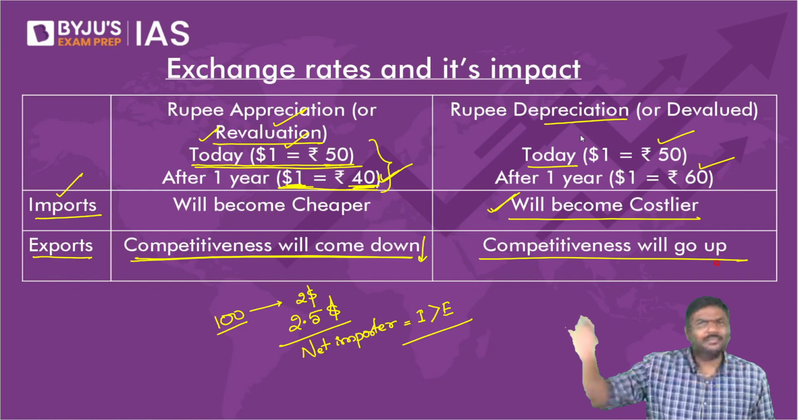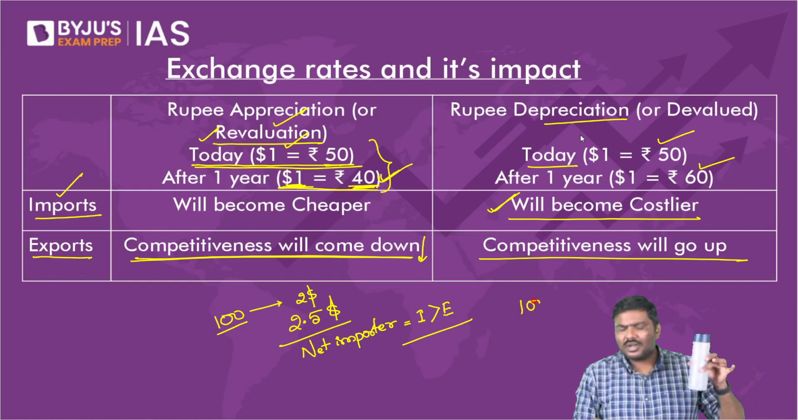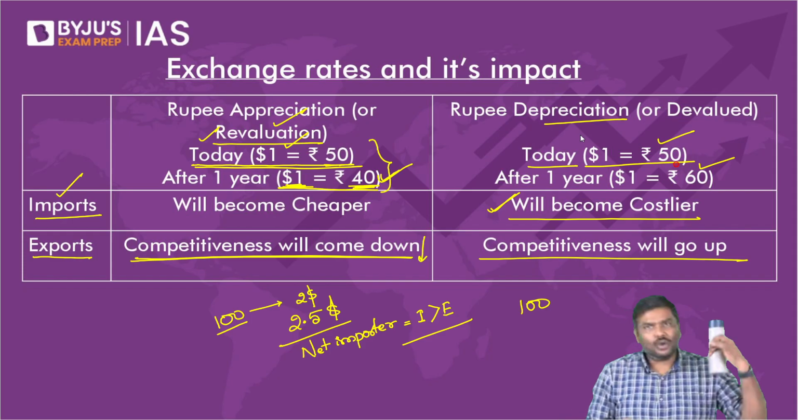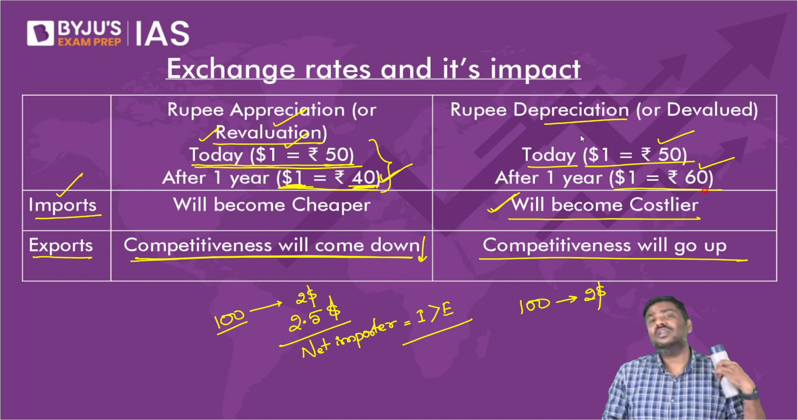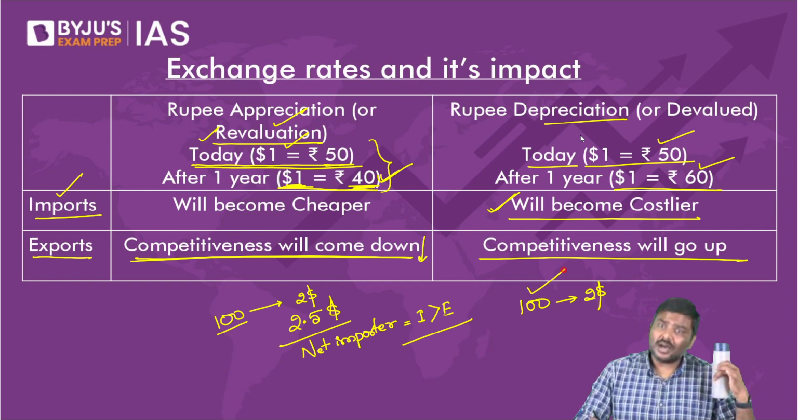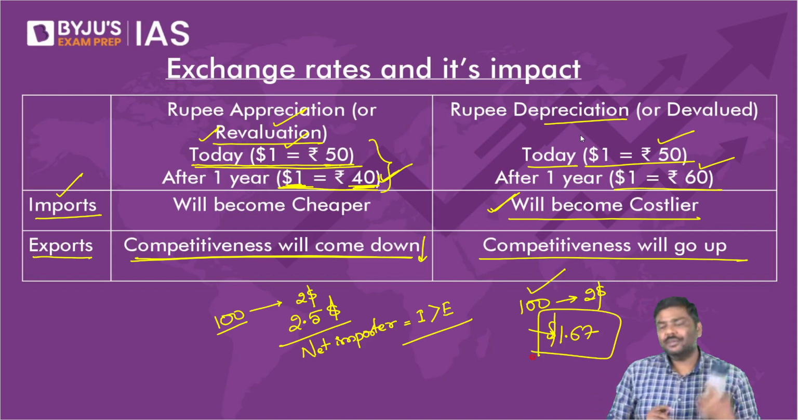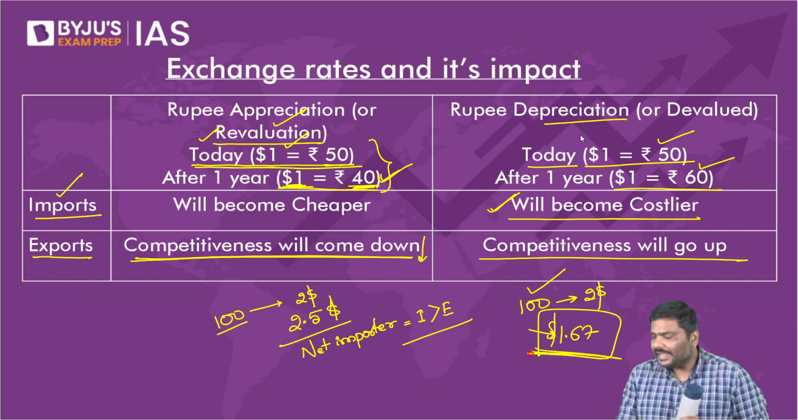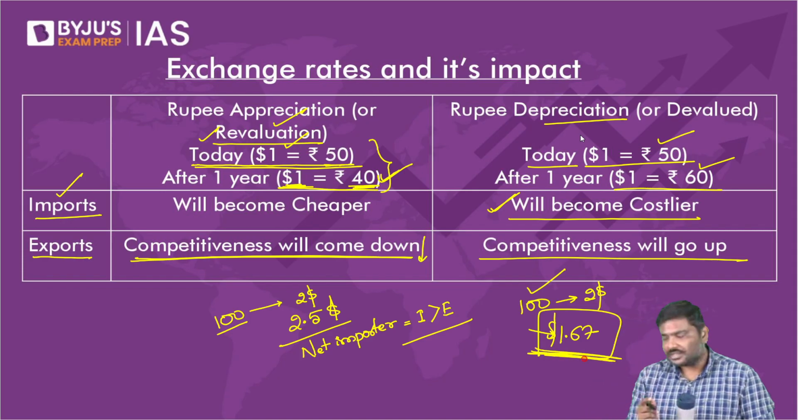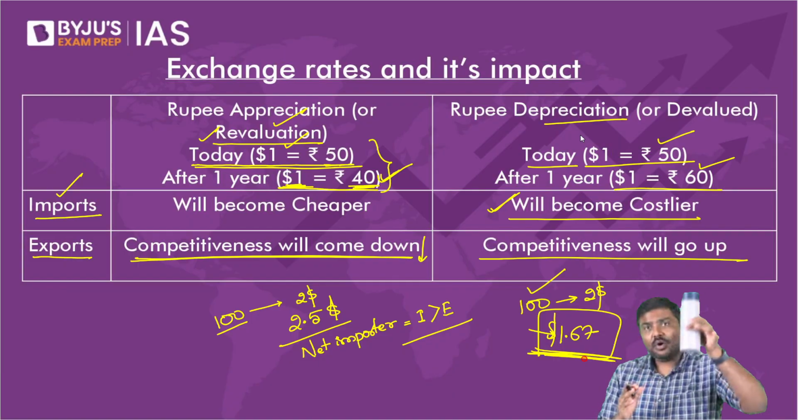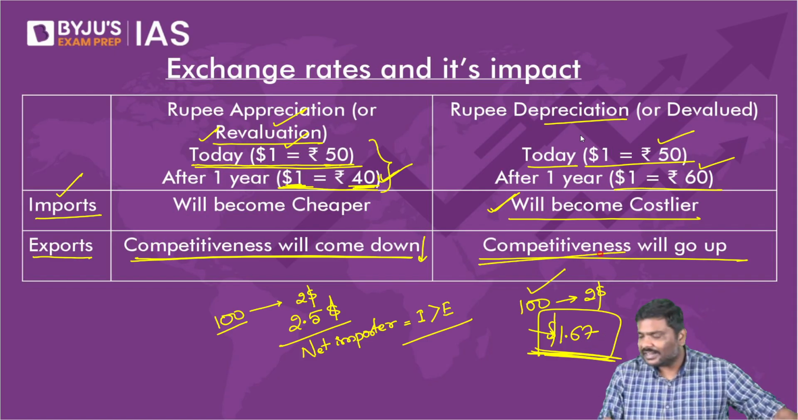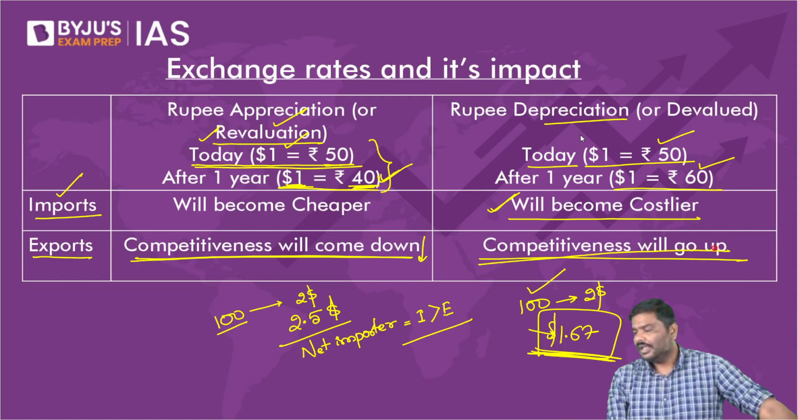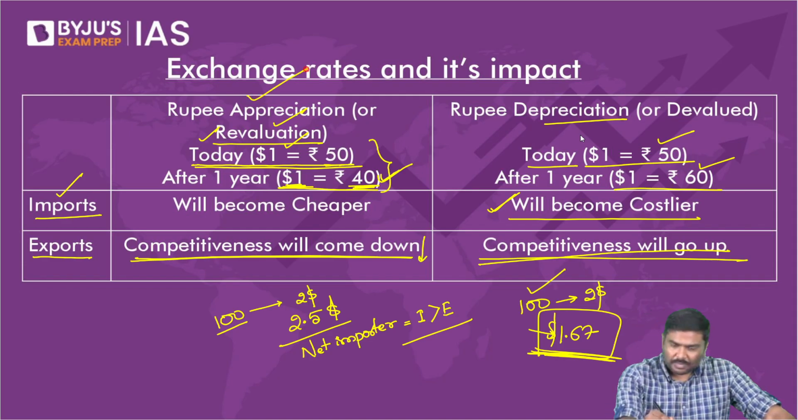On the opposite side, take the same numbers, do not change anything. You want to earn 100 rupees. Today $1 is equal to 50, which means you will export it at $2. Now after 1 year it will become $1 is equal to 60. Can I say you will earn 100 rupees even at $1.67? Let me know. You will earn 100 rupees even at $1.67, which means now you will export this product at a lower price compared to the last 1 year. So competitiveness in the international market will go up. Any problem in understanding this?